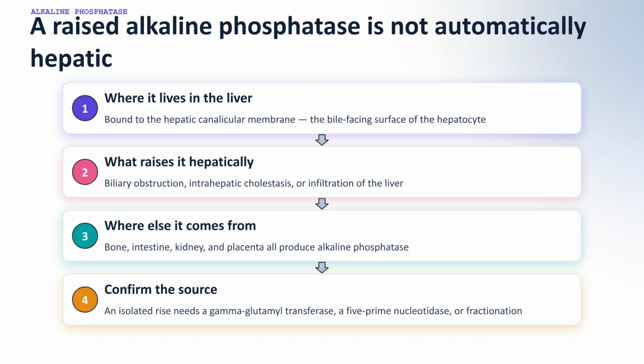Alkaline phosphatase is bound to the hepatic canalicular membrane, the bile-facing surface of the hepatocyte. So it rises with biliary obstruction, with intrahepatic cholestasis, and with infiltration of the liver. But it is also made in bone, intestine, kidney, and placenta. So an isolated raised alkaline phosphatase with everything else normal is not a liver result until you prove it. Confirm the hepatic source with a gamma-glutamyl-transferase, a 5' nucleotidase, or fractionation of the isoenzymes.